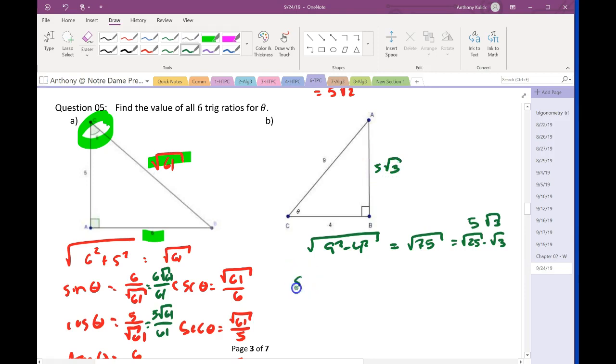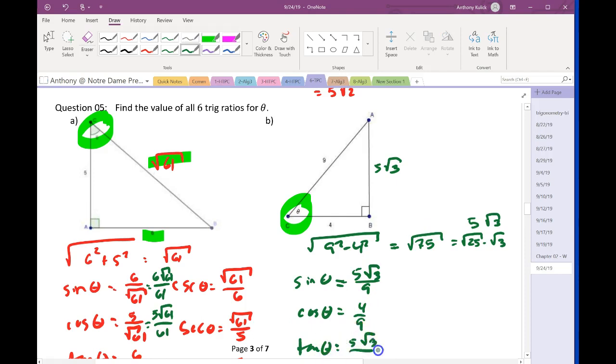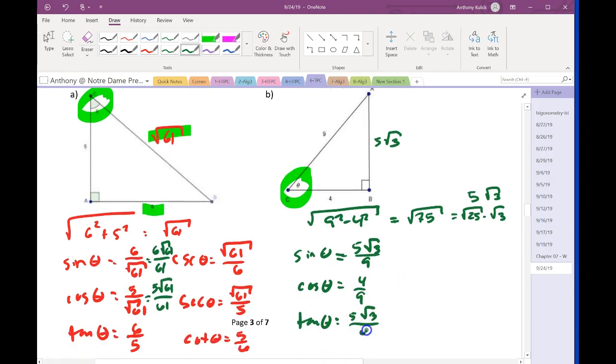So, same thing as I did before. So sine theta, again, the theta we're talking about, it's labeled right there, is opposite over hypotenuse. Cosine theta is adjacent over hypotenuse. Tangent theta is opposite over adjacent. Cosecant theta is the reciprocal of sine.